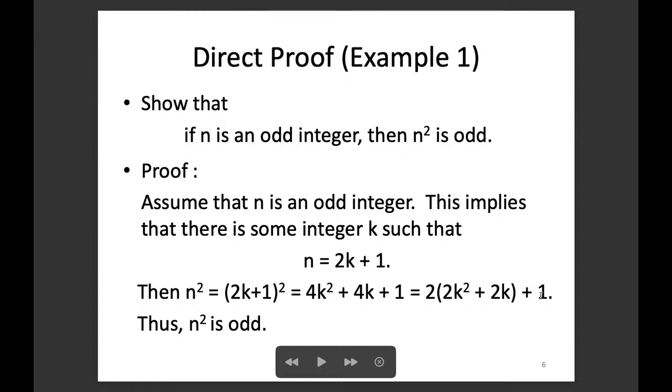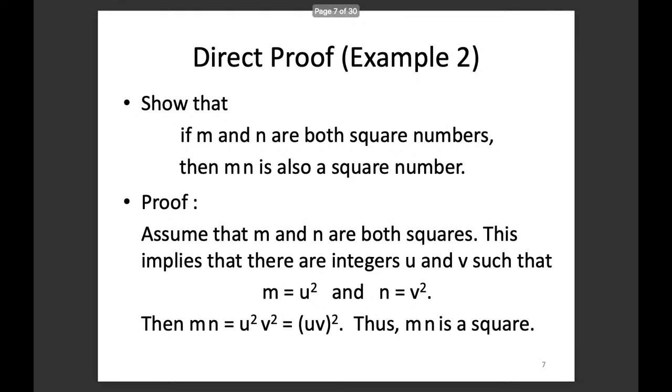So just now we have a conclusion that n squared is odd. Under the assumption that n is an odd integer, we get the conclusion that n squared is odd. So in that case, we are showing that the original argument, n is an odd integer implies n squared is odd, is always true. Okay, so this is an example.